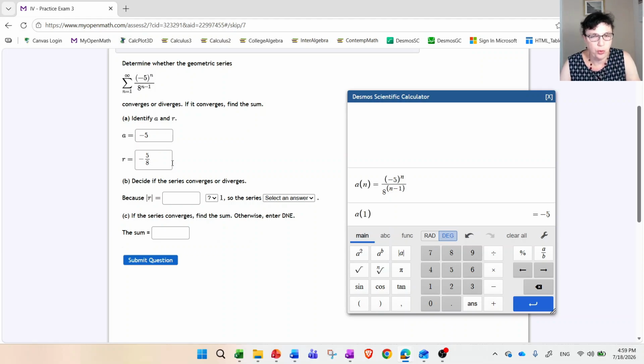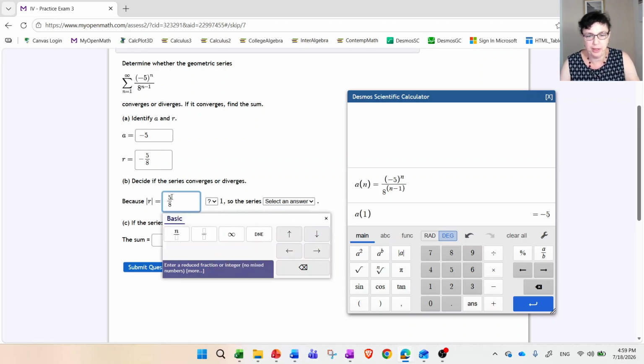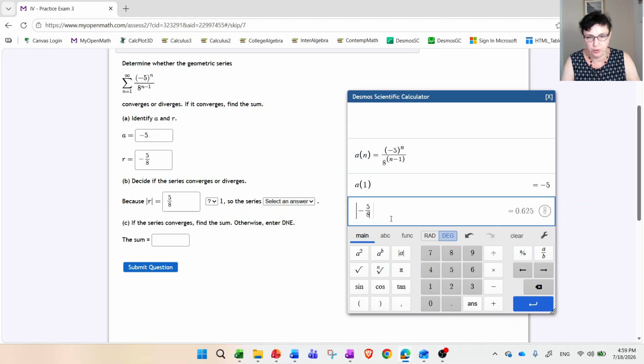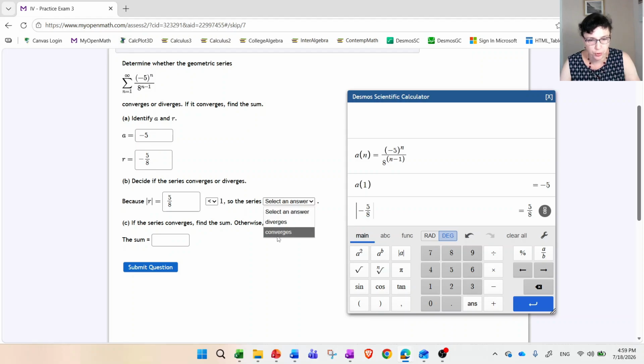Okay, so then what is the absolute value of r? Now, hopefully you know that the absolute value of r is going to be 5/8, but guess what? Even that Desmos can do for you. So if you put the absolute value of negative 5/8, it actually will tell you that that's positive 5/8. And of course, that's less than 1. So how do you tell? Well, the numerator is less than the denominator, which means that the series is going to converge.